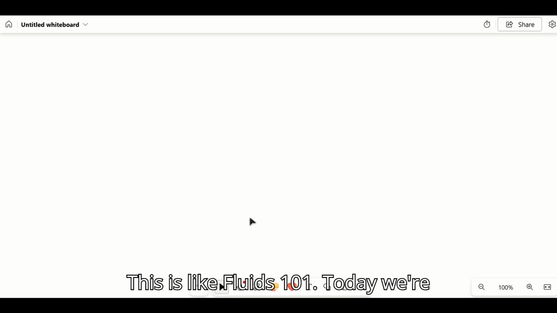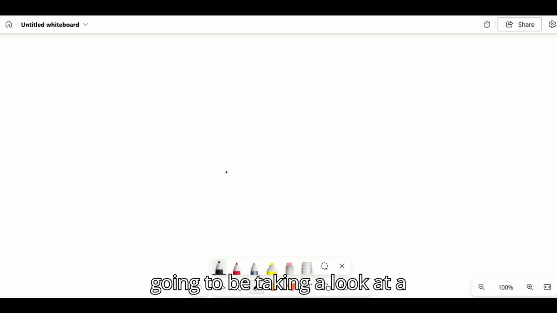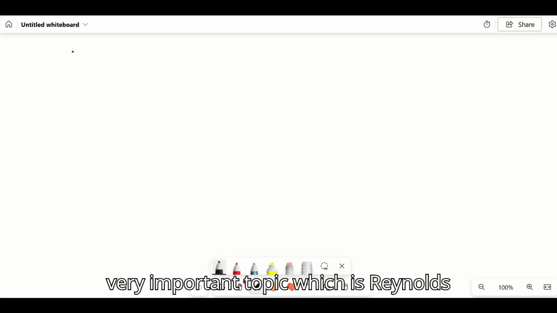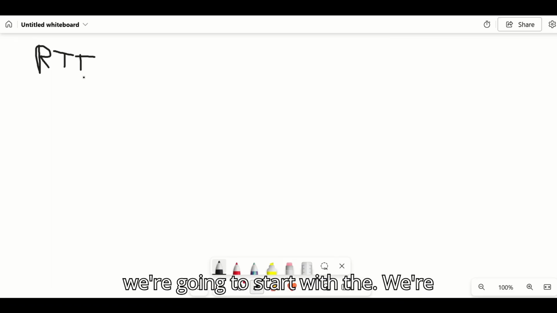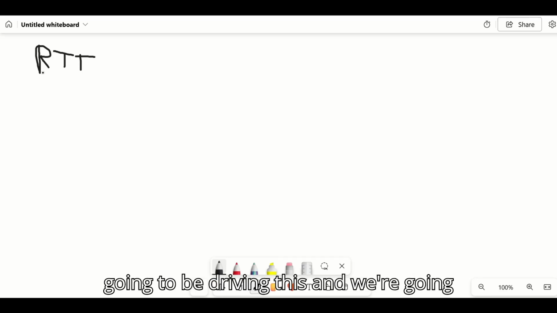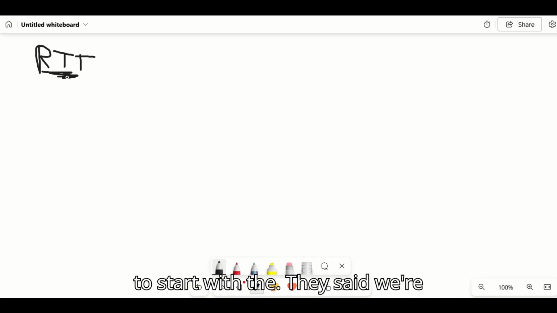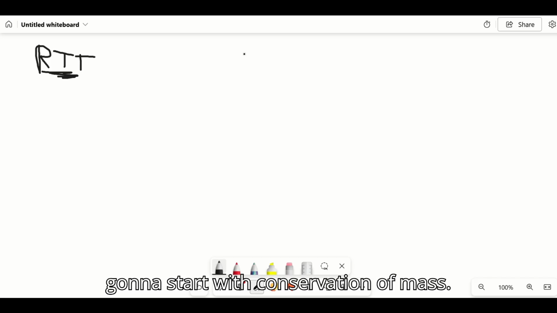This is like Fluids 101. Today we're going to be taking a look at a very important topic, which is Reynolds transport theorem. First off, we're going to be deriving this, and we're going to start with the basics. We're going to start with conservation of mass.